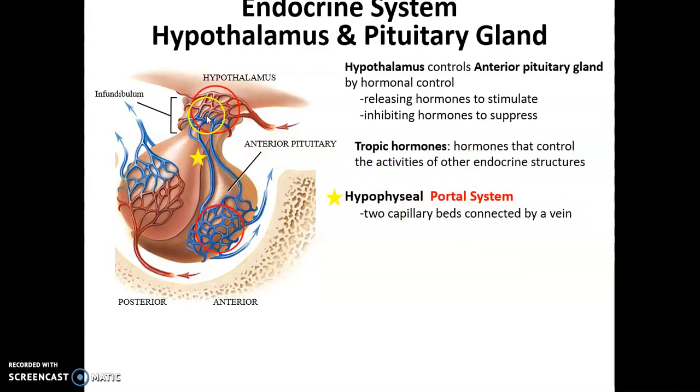And again, as you can see by this blood vessel arrangement, we have a portal system. Specifically, this is referred to as the hypophyseal portal system. And a portal system is where you have two capillary beds connected by veins. So we have two capillary beds, one around the hypothalamus, one around the anterior pituitary gland, that are connected by veins, making for an easy and quick transfer of hormones from the hypothalamus to the anterior pituitary gland.